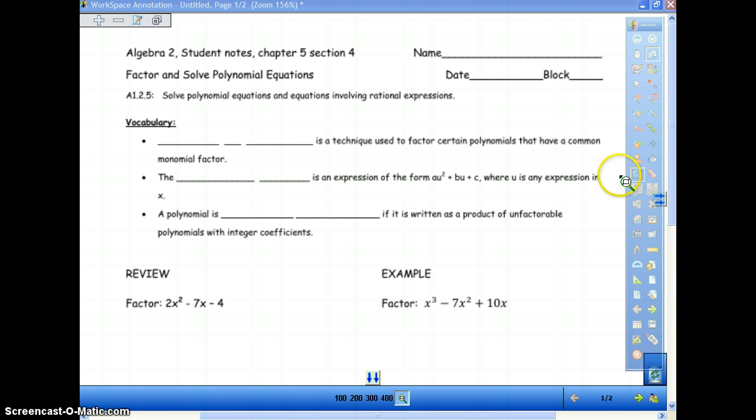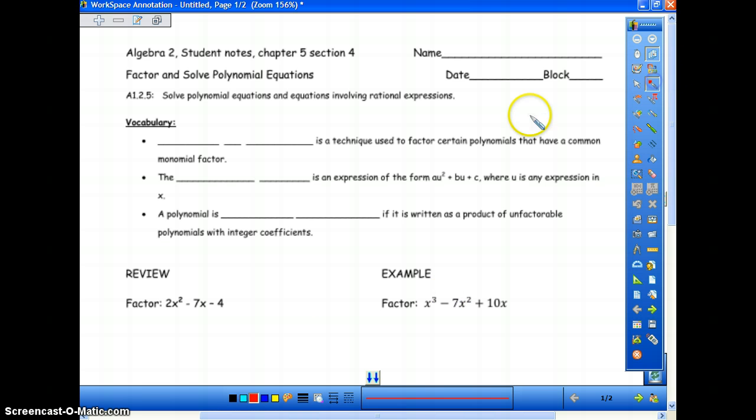By the end of the class today, or the end of this note session, I am going to show you how to use the graphing calculator a little bit to your advantage when solving these things. So let's get to it with the vocabulary.